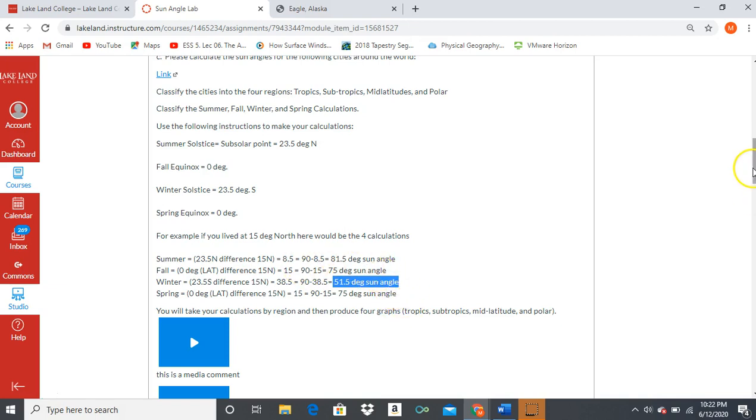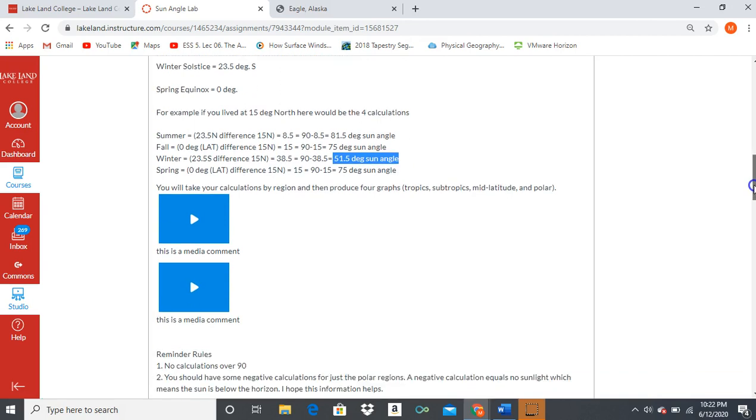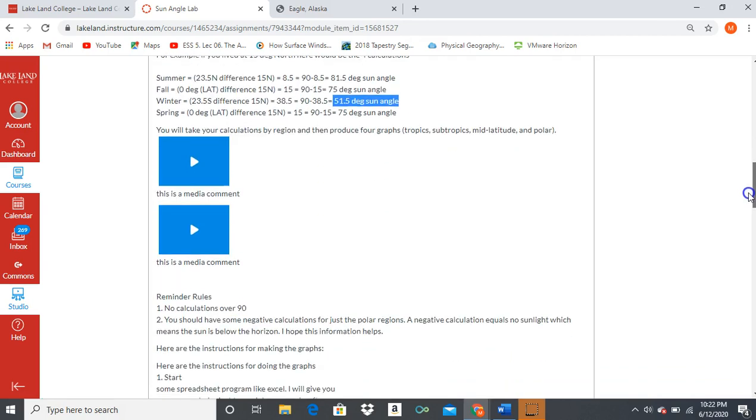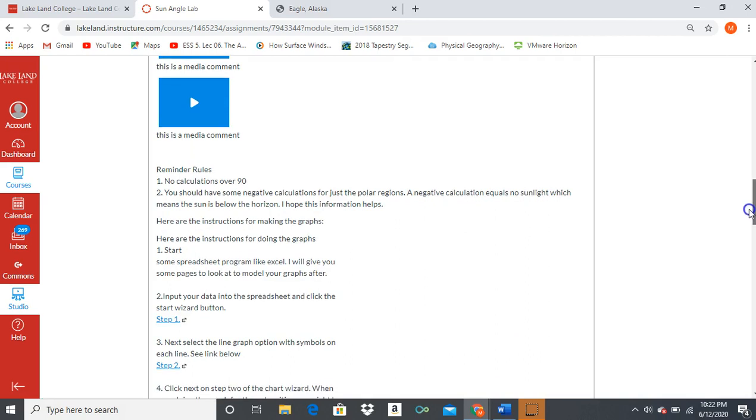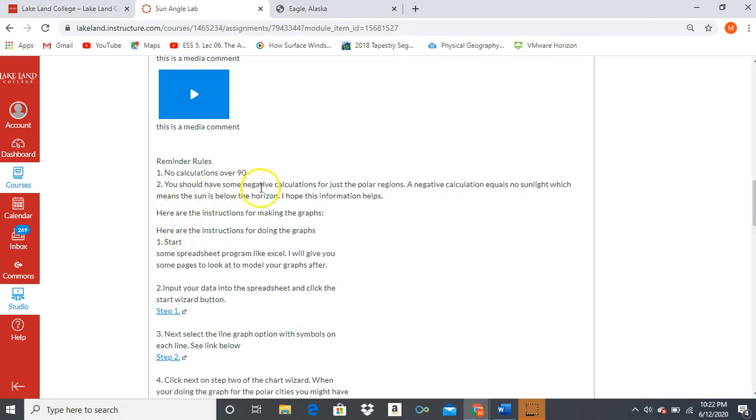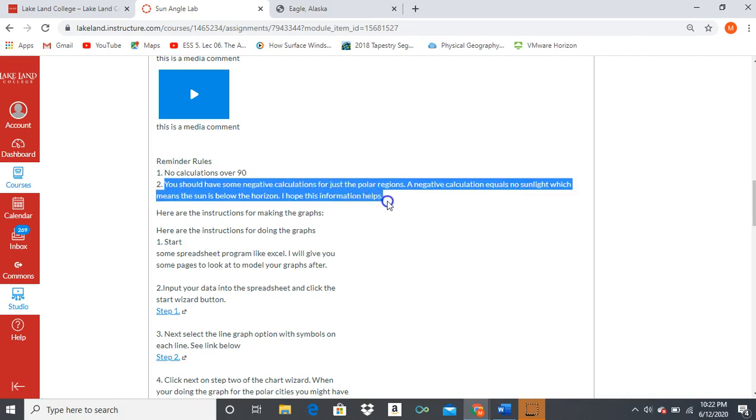And I'll be sending you some more examples of how to do these tomorrow morning. But one of the things I wanted you to know is when you do these calculations, how you'll know you're doing them right is you should never get a sun angle greater than 90. A sun angle greater than 90 is impossible because that's the highest it can be. And you can have a negative sun angle, and a negative sun angle should only occur in the polar regions.